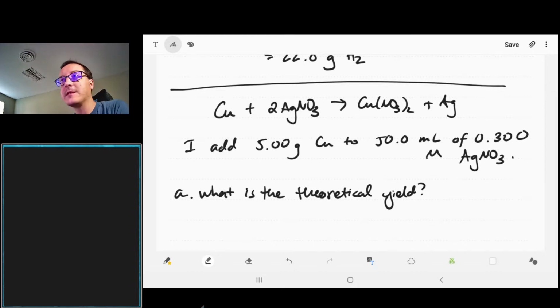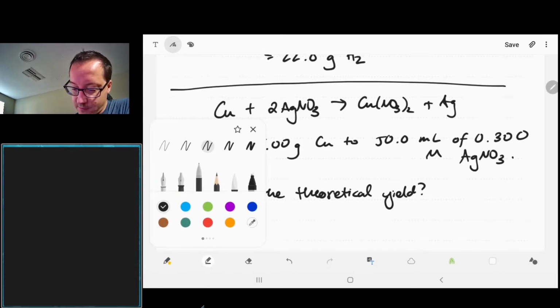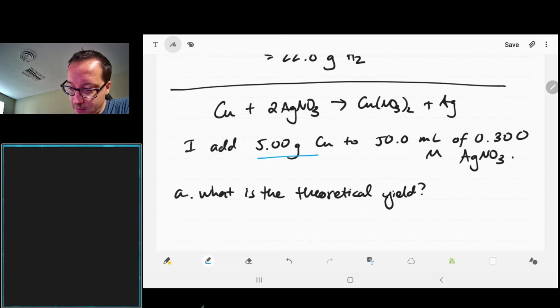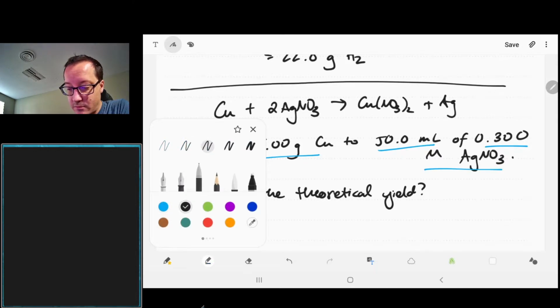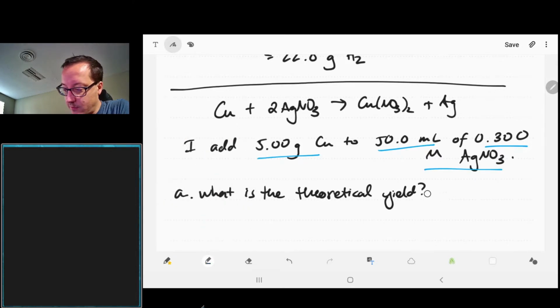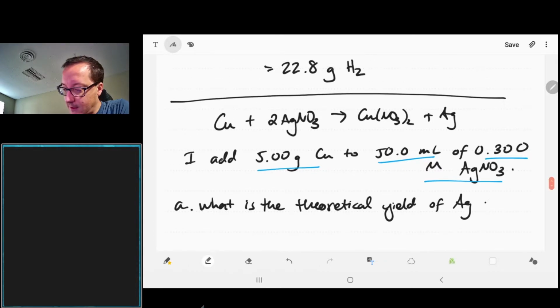Weird. Okay, so with this, we have enough information about 2 reactants, right? We have something about copper, and we have something about silver nitrate. Oh, I guess I need to tell you what you're solving for. Theoretical yield of silver, and let's say in grams.